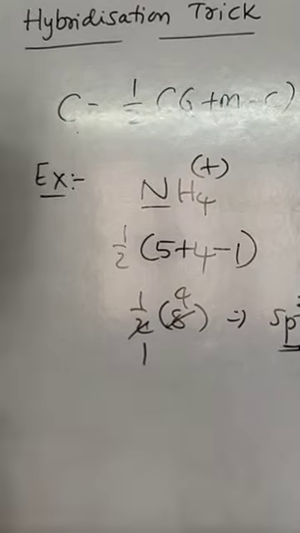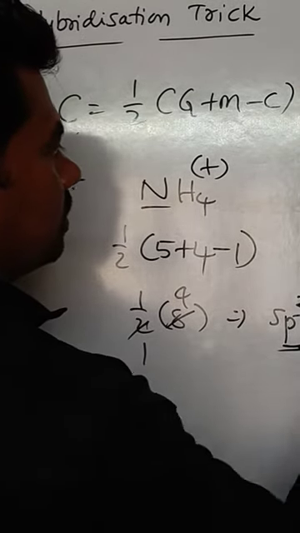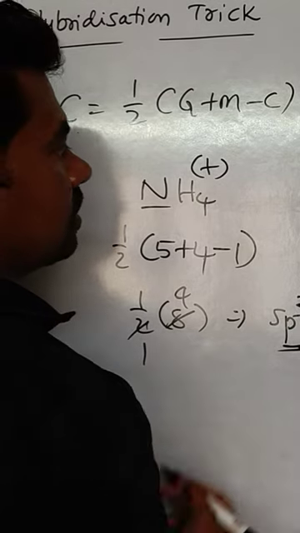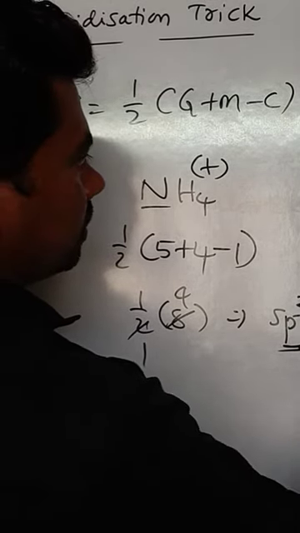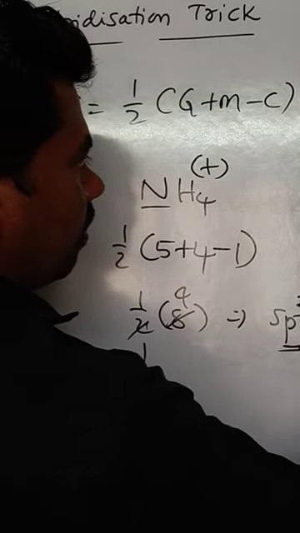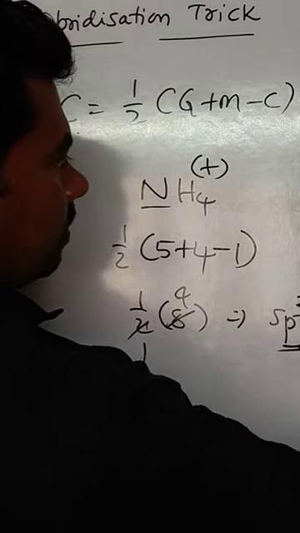And similarly H3O plus. So here the central atom is oxygen. So 1 by 2 is equal to group number, oxygen group number 6. Sixth group. So there are how many? 3 monovalent atoms. So there is a minus 1 charge. So 3 minus 1, 2.